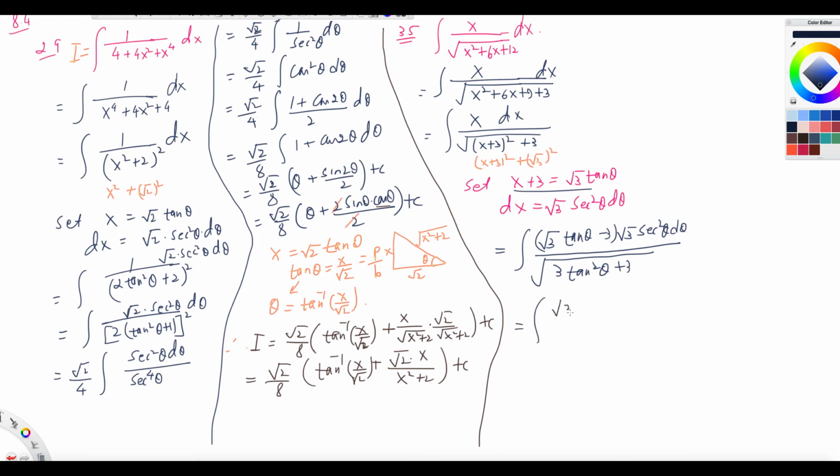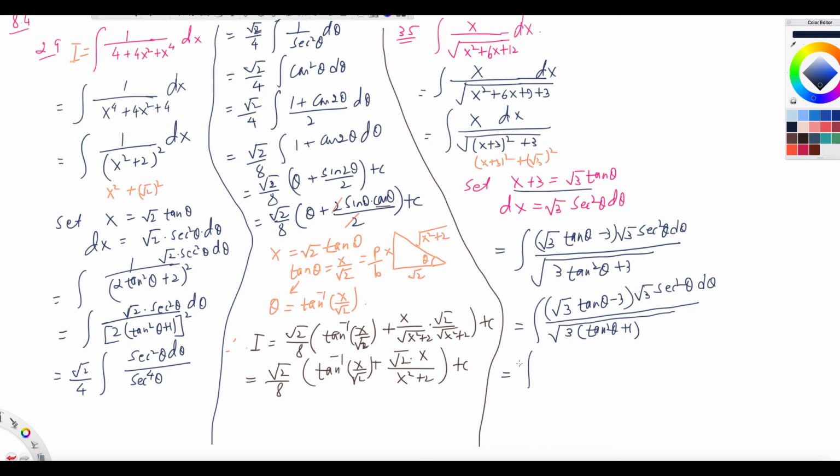So that will be root 3 tangent theta minus 3, right, times root 3 secant square theta d theta, divided by, if you take 3 out, what do you get? If you take 3 outside, tangent square theta plus 1, right? Tangent square theta plus 1. So if you simplify this, you will get, let me pull that root 3 out, okay?